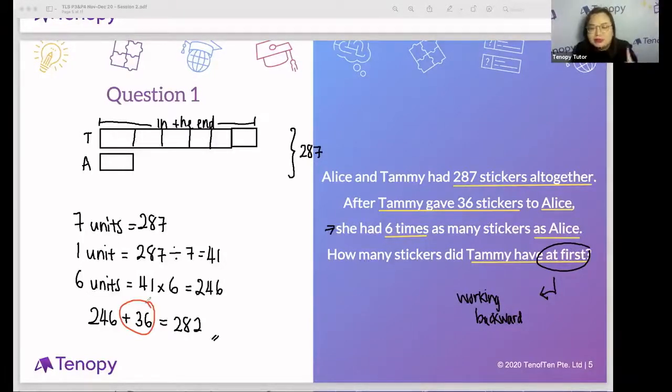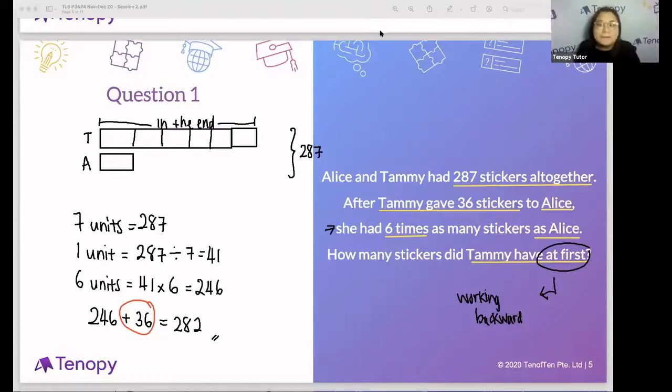Okay, remember the concept. This is about total unchanged and you're working backwards. So give away, you add back. You receive, then you minus. Everyone is clear about this question? Okay, so this is a very classic question about total unchanged. Okay, let's try the next one.